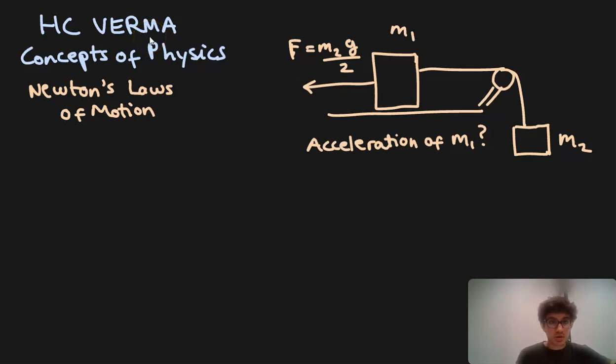Let's take a look at this question from HC Verma Concepts of Physics. It's from Newton's Laws of Motion. We're given two blocks over here, one of mass m1 and one of mass m2. The blocks are situated on this level ground over here. There's a pulley, everything is frictionless.